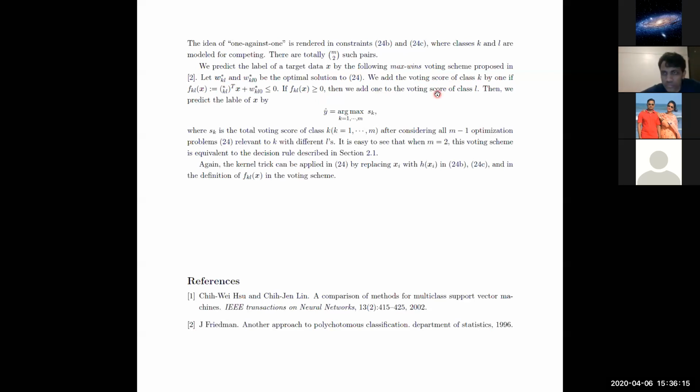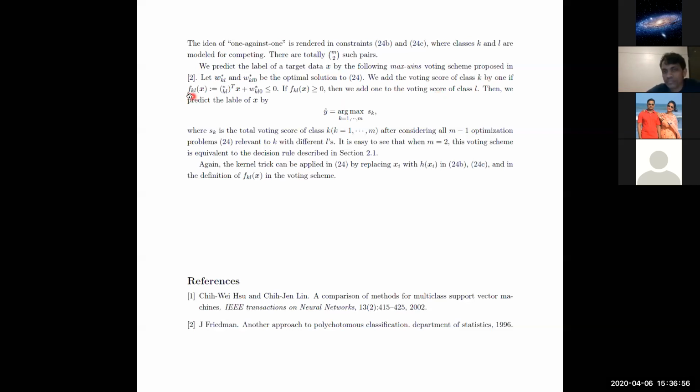So I have a question here. Is it a convention that if it's less than 0, it's in class K, and if it's bigger than 0, it's in class L? It's something that we set. We can set the other way, isn't it? Yeah, of course. It doesn't matter which is K and which is L. For example, in the two-class case, I said -1 is class 1 and +1 is class 2. If you like, you can reverse it. It doesn't matter. Okay, thank you.